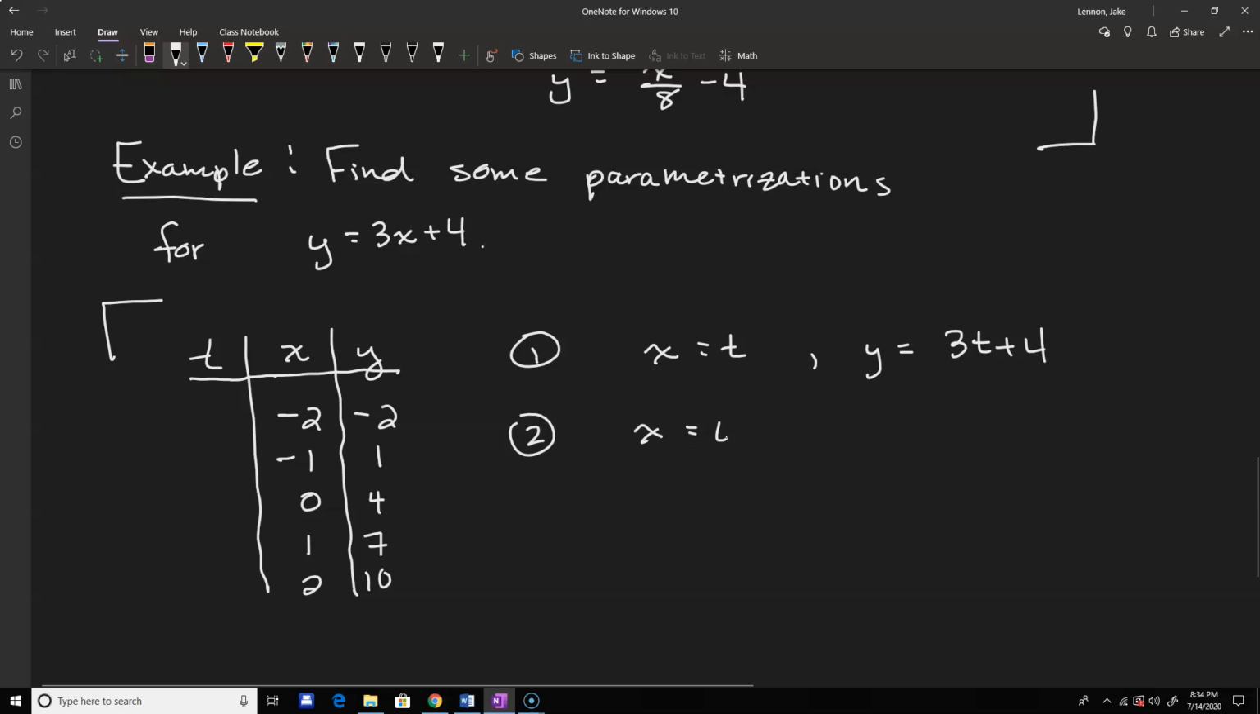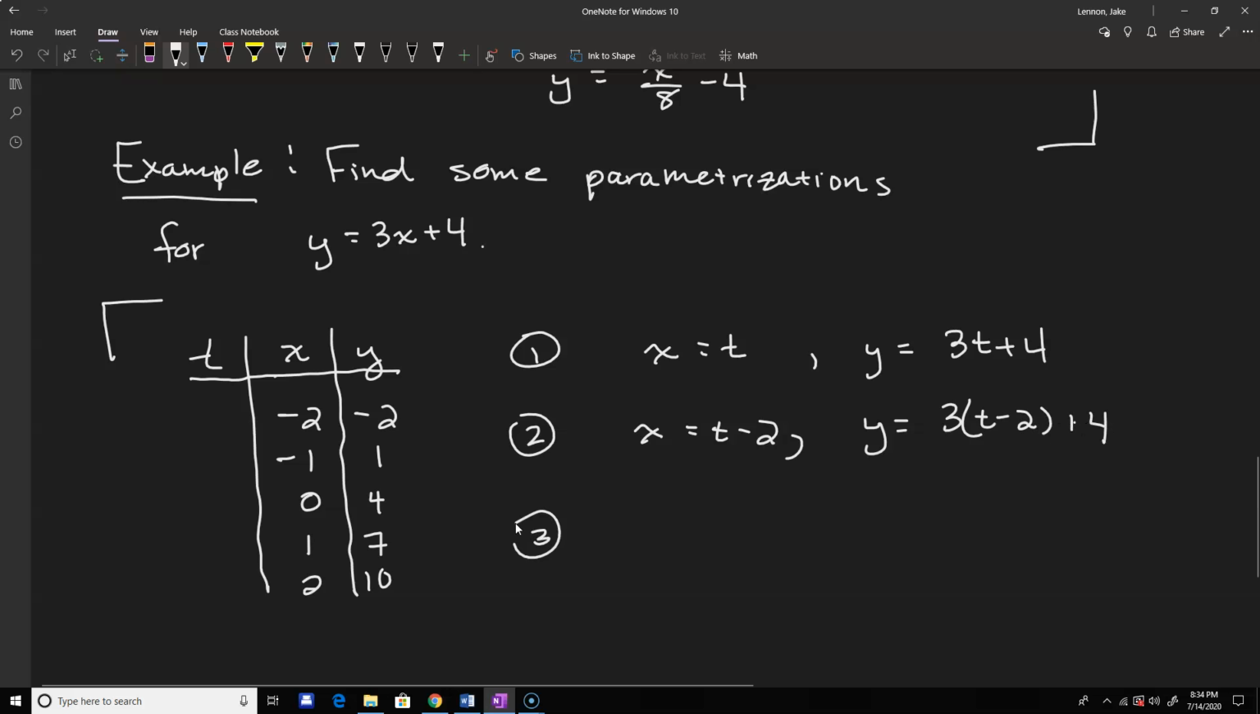Another one, what if x were equal to t minus 2? Let's say we just made a linear shift to x. What would happen to y? Well, again, x would just be replacing the t minus 2, so it would look like the same above equation, y equals 3, but then instead of t, we'd have t minus 2, plus 4.